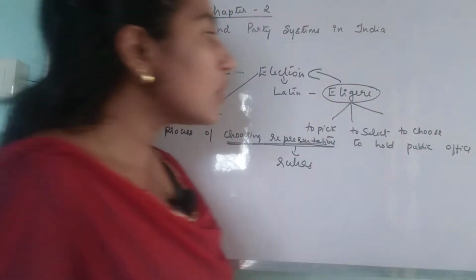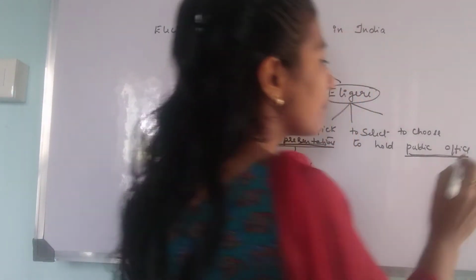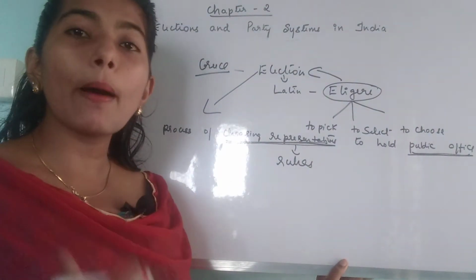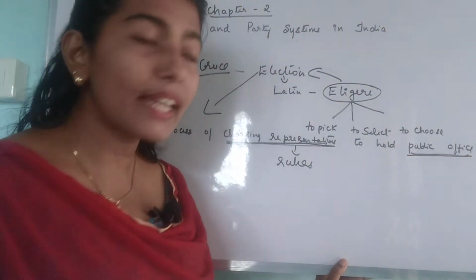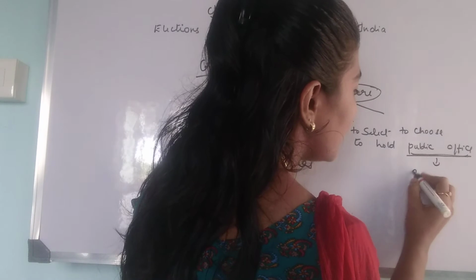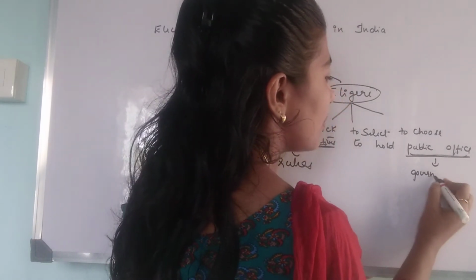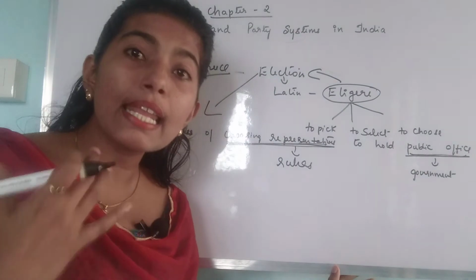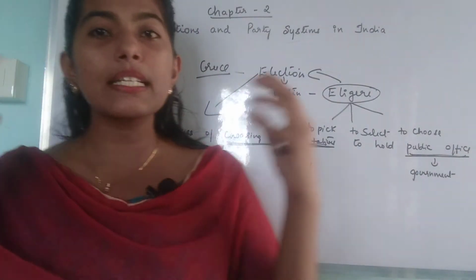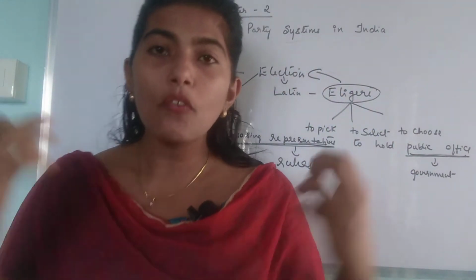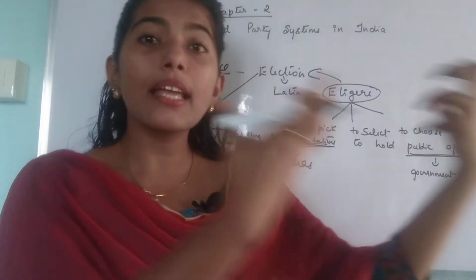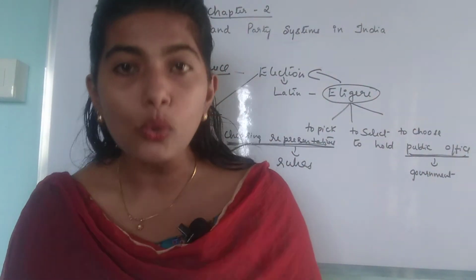Why? To hold public office, just to run the administration. To hold public office means to run the government. Here public office can be used to mean government. So election is a system where all people go and select their representatives, meaning rulers.